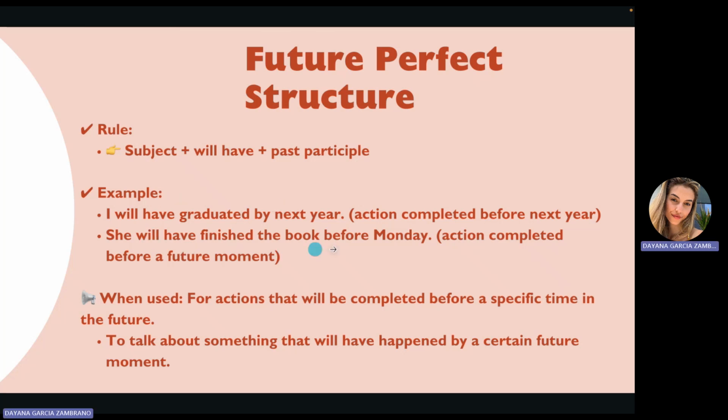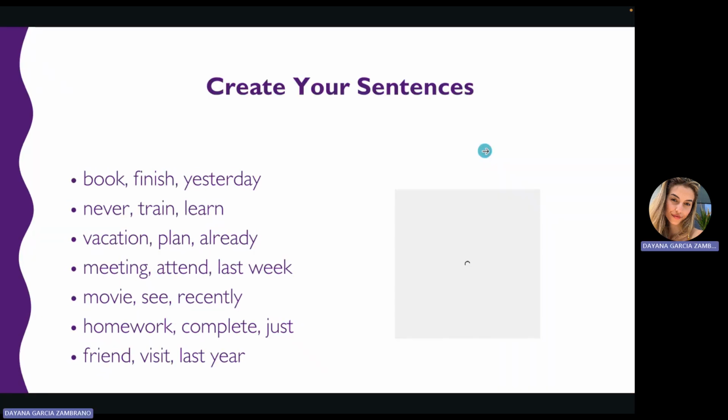And she will have finished the book before Monday. It's an action completed before a future moment, that means before Monday. And that's the whole explanation.